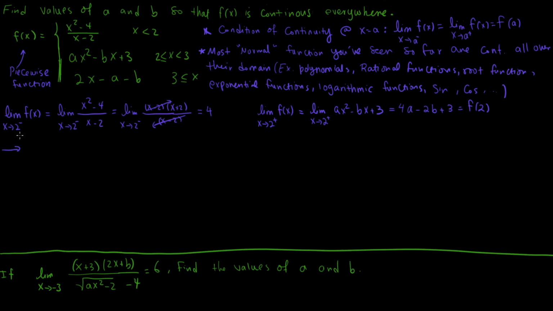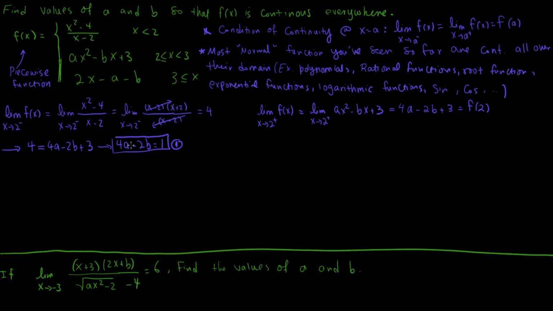Now, I just have to put these equal to each other. So that means 4 is equal to 4a minus 2b plus 3. Which leaves you with 4a minus 2b is just equal to 1. That's our first equation. Now, I want a and b, and I only have one equation. That's not good enough. I'm going to need a second equation.